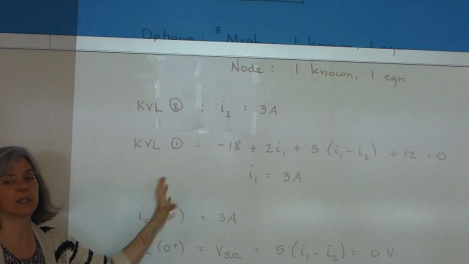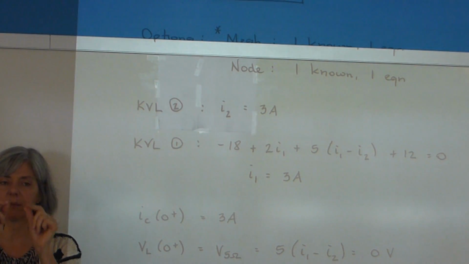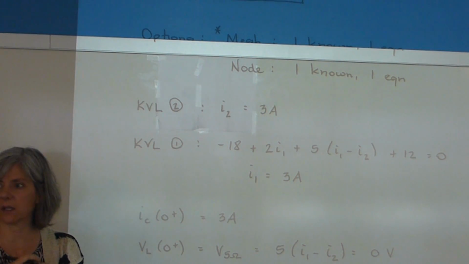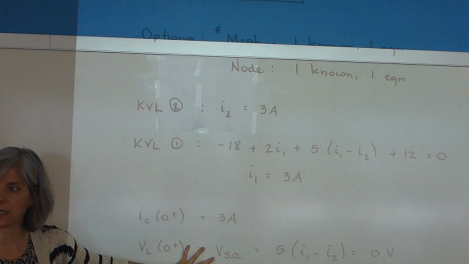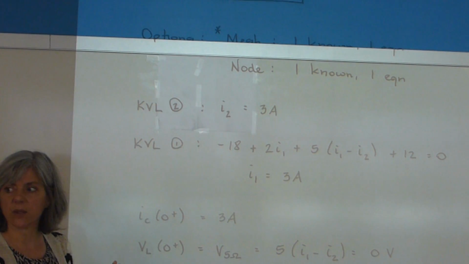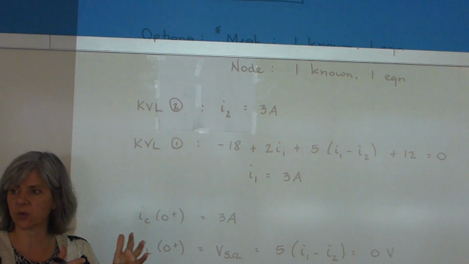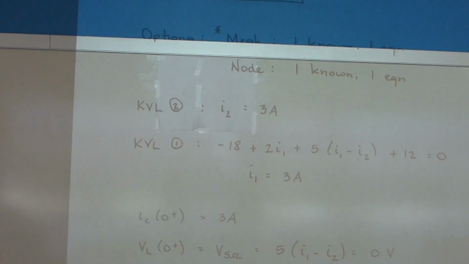Remember, we do this only in the single instant of 0 plus, because immediately thereafter, the capacitor and the inductor start undergoing exponential change. So this only works for 0 plus. Next time, we'll look at what to do when t is greater than 0, now that I've got all my initial conditions. So this is all we're doing for today.